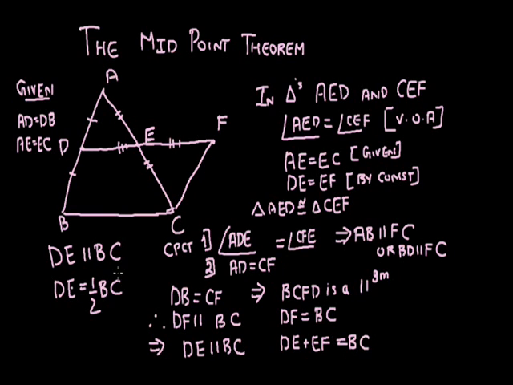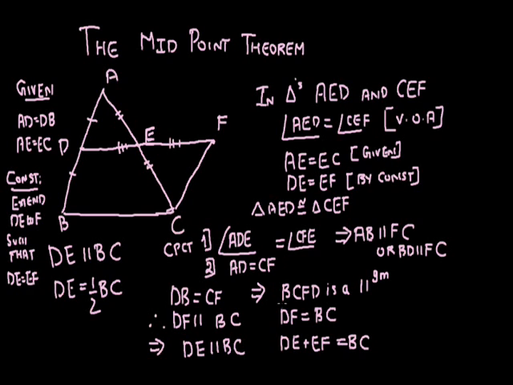But please remember my construction here. My construction was to extend DE to F such that DE is equal to EF. Let me just write this here to make things clearer. My construction here was to extend DE to F such that DE is equal to EF.